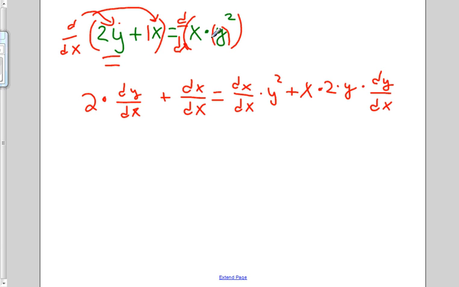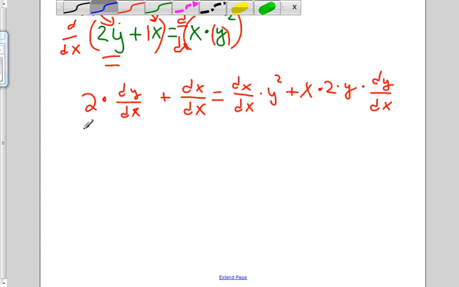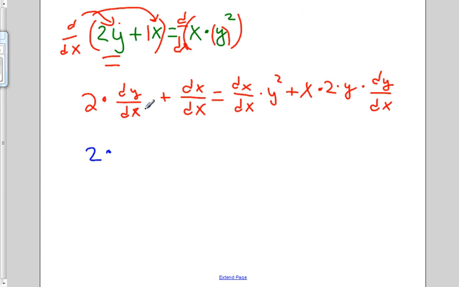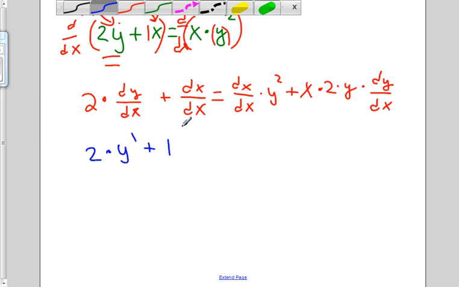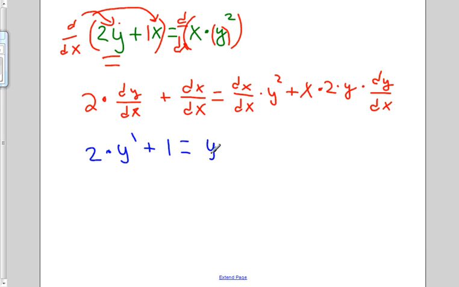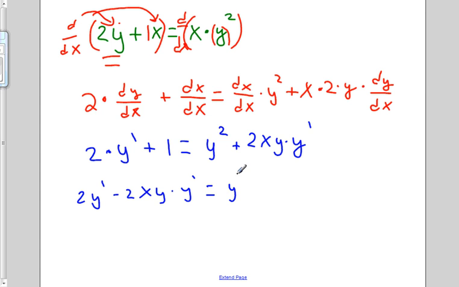So let's simplify this and then solve for dy dx. So when we simplify this, we're going to get 2 times, and for dy dx, I'm just going to write it as y prime, it's shorter, plus 1 equals y squared, because this is just 1, plus 2x y prime. And then in all these problems, the last step is just to isolate the y primes, factor, and solve. So we get 2y prime minus 2xy times y prime equals y squared minus 1.